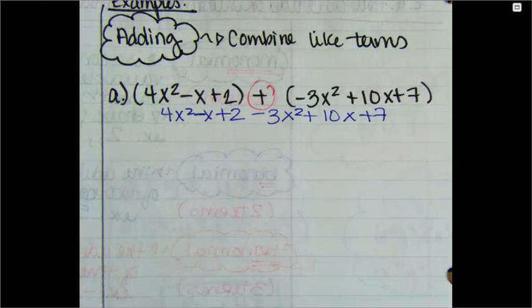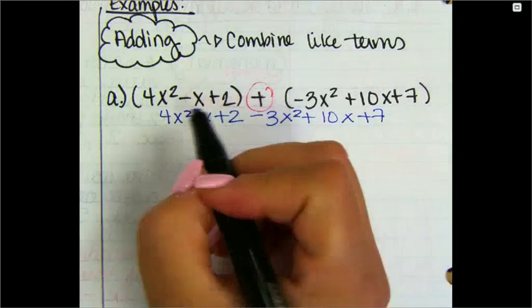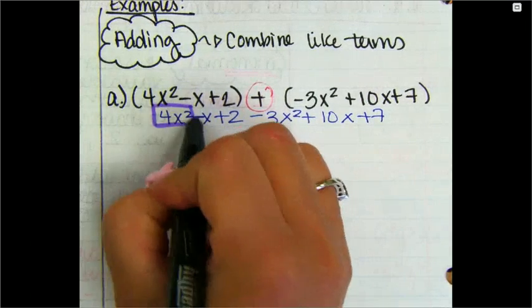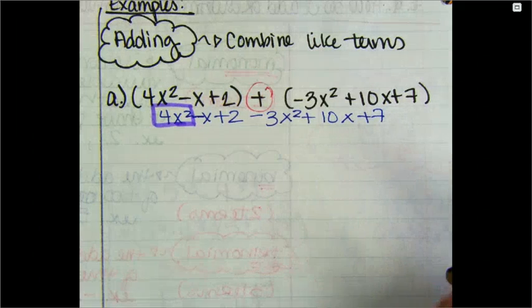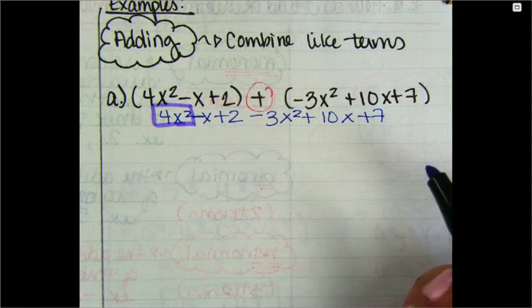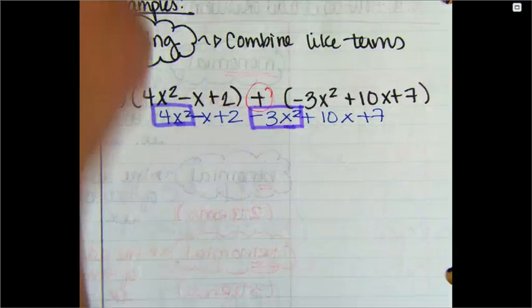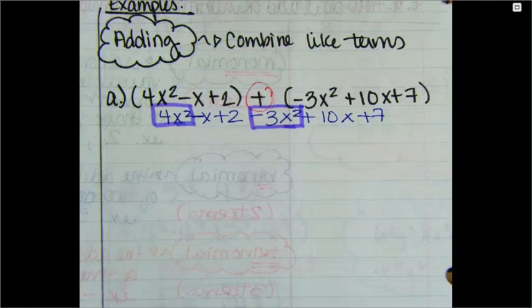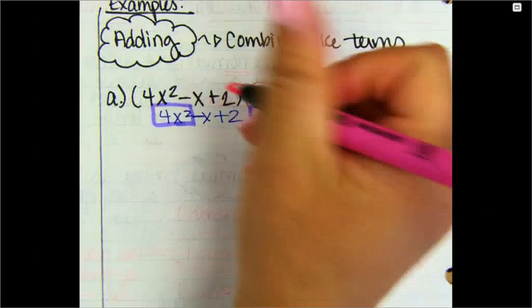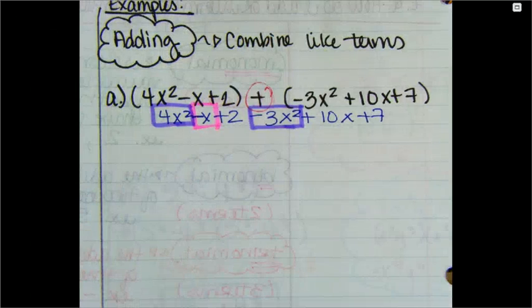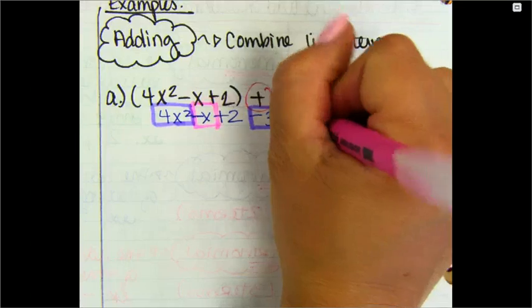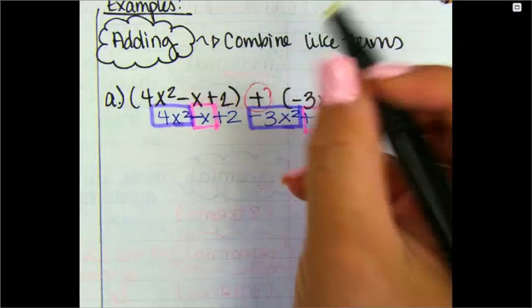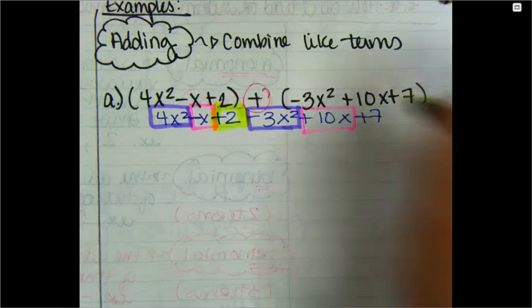Now, what you're going to do is go ahead and highlight. What goes together? What goes with 4x squared? Negative 3x squared. Good, you said the negative. Does anything else go with that? Are they the same? Nope. Exponents are different. They do not go together. Negative x goes with what? Positive 10x. Include the positive sign. Positive 2 goes with what? Positive 7.